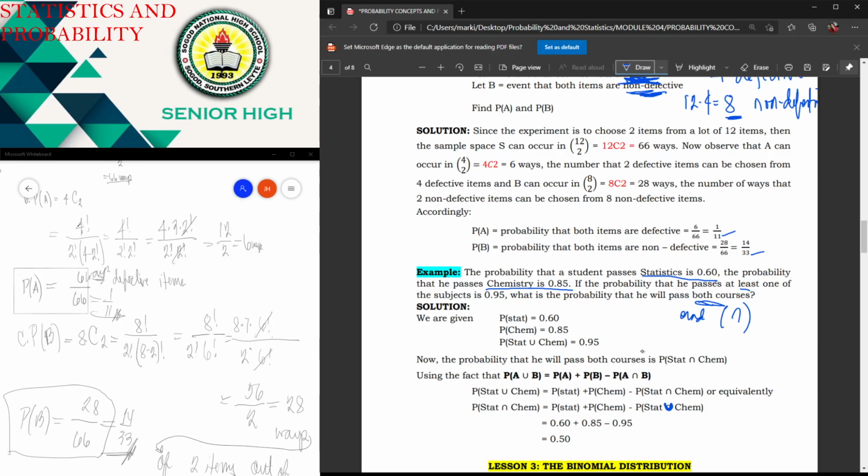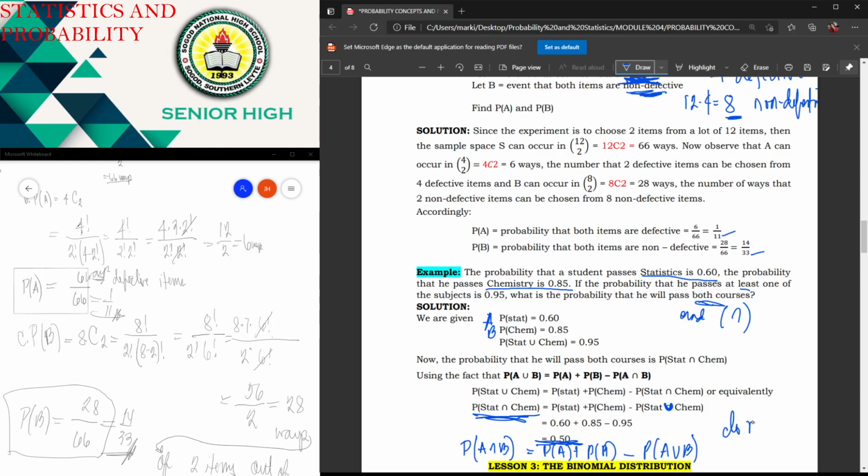Since we are looking for the intersection, we are using the probability of A intersection B is equal to the probability of A plus the probability of B minus the probability of A union B. So that is the formula that we're going to use. Let A be the stat, this is your A, this is your B, and that is the intersection. So you have now the probability of stat plus the probability of chem minus the probability of the union of stat and chem. So you have 0.60 plus 0.85 minus 0.95. So we have here 0.50. So the probability that he will pass both courses is 0.50.